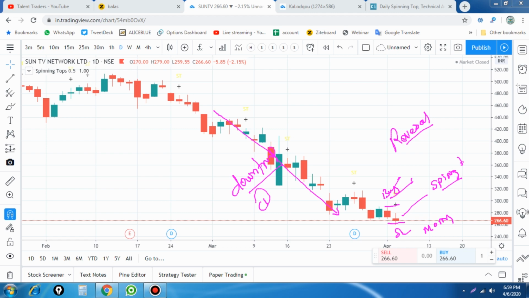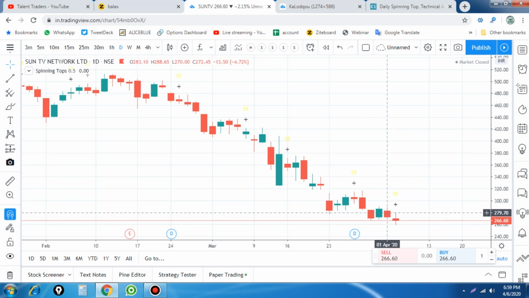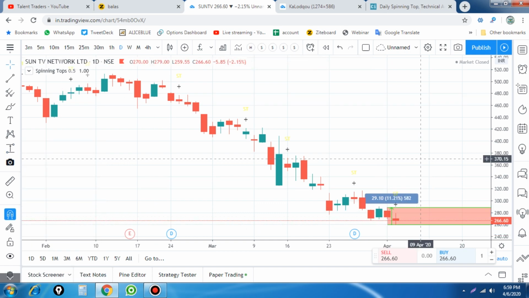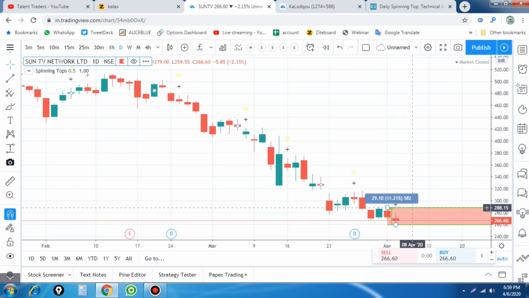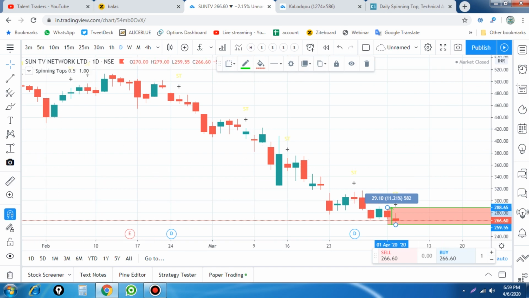So let's find out the exact values. When the stock crosses above 288, that is the high of this candle, and the stop loss for the trade is, let's mark a price range for this particular stock. So this is a perfect trade opportunity. Now I have found the levels for the stock. Whenever it breaches 288.65, that is my buy opportunity based on the spinning top candle, and 259 is my stop loss.